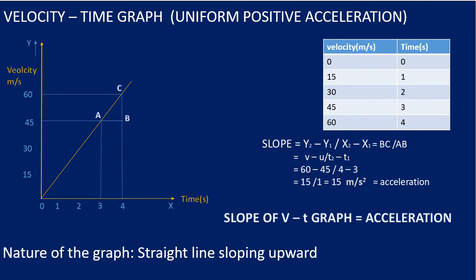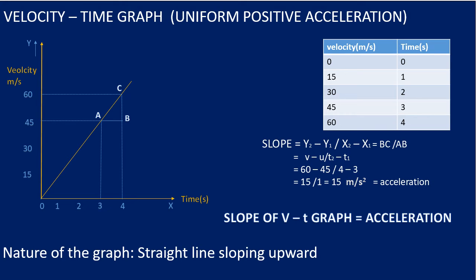Y values represent velocities, that means one is initial velocity and the other is final velocity. You can see here the final velocity is 60 meter per second and the initial velocity is 45 meter per second. And x2 and x1 represent the time intervals, that is x1 represents 3 second, whereas x2 represents 4 second.